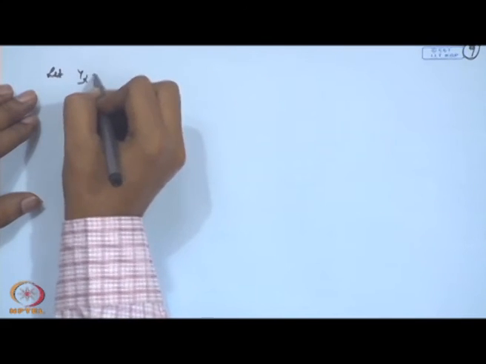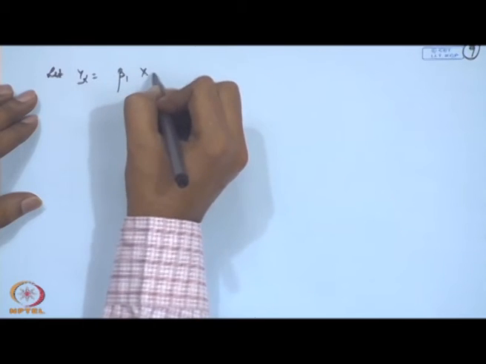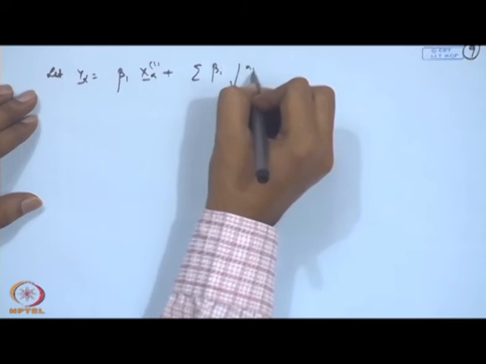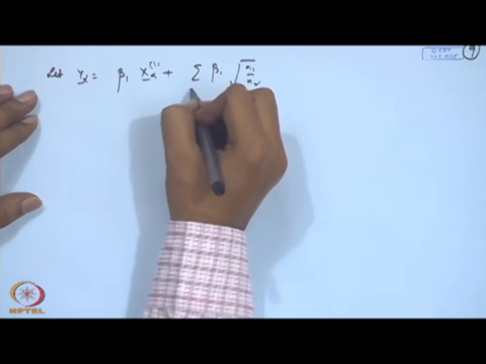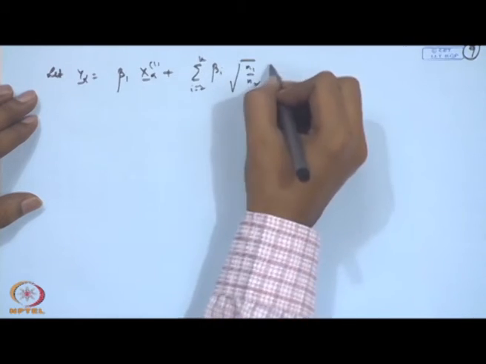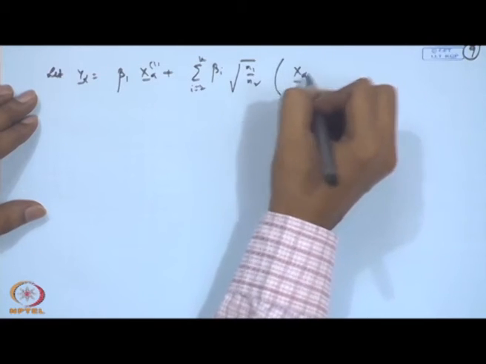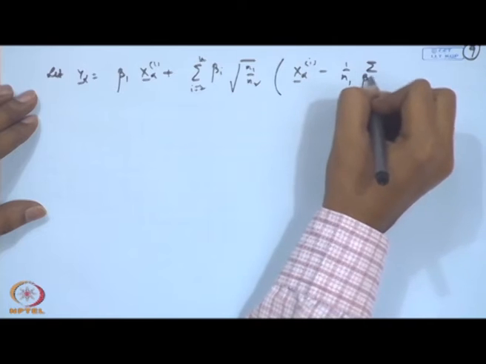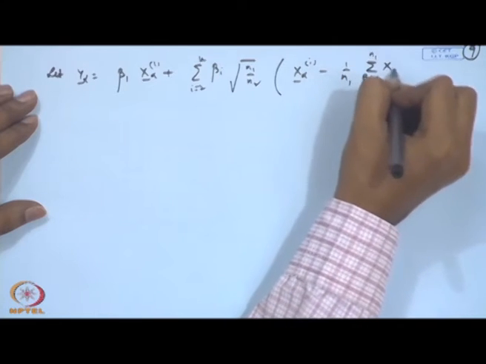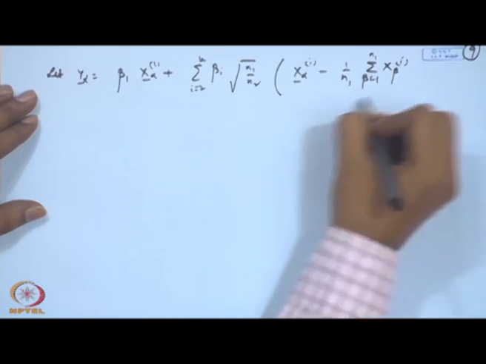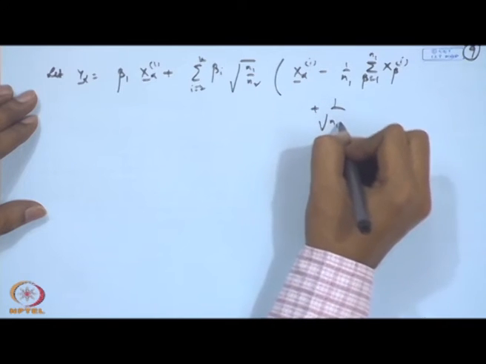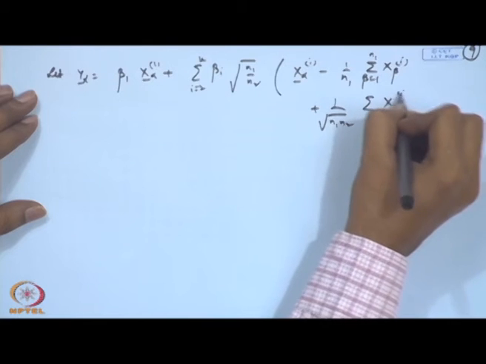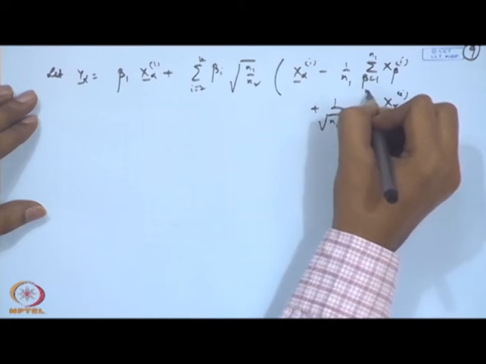y alpha to be beta 1 x alpha 1 plus sigma beta I root n 1 by n I. This is from 2 to k, and now we adjust the terms x alpha I minus 1 by n 1 sigma x beta I plus 1 by square root n 1 n I sigma x r I, r is equal to 1 to n I.